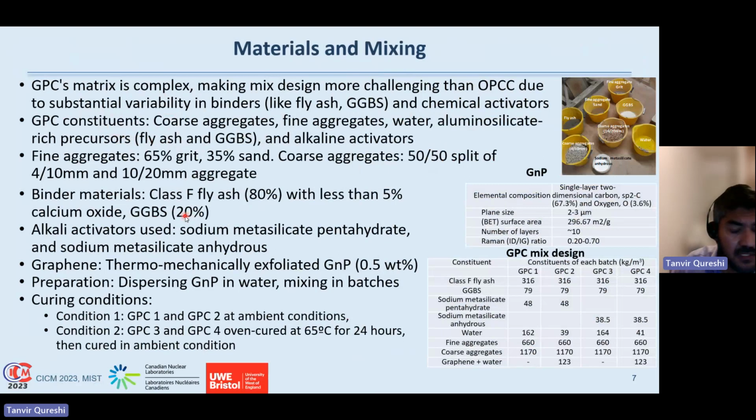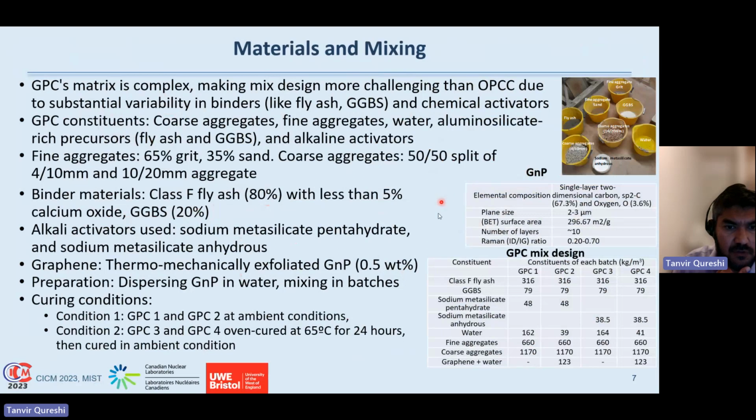And then the binders were specifically class F fly ash, which is 80%, and this is low calcium fly ash. It means less than 5% calcium oxide in the binders. And then we have GGBS, about 20% of the binder system. We have two types of alkali activators: sodium metasilicate pentahydrate and sodium metasilicate anhydrous. And the graphene, as I was saying, is thermomechanically exfoliated graphene nanoplatelets, about 0.58% of the binders.